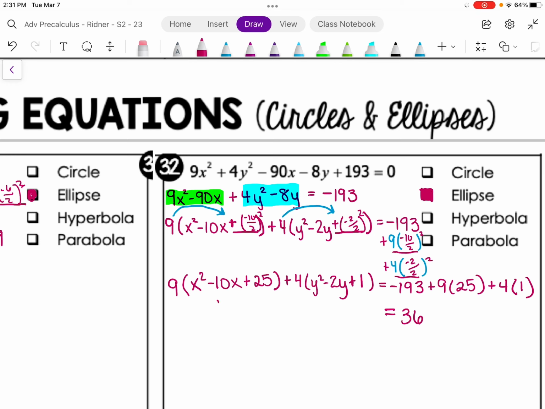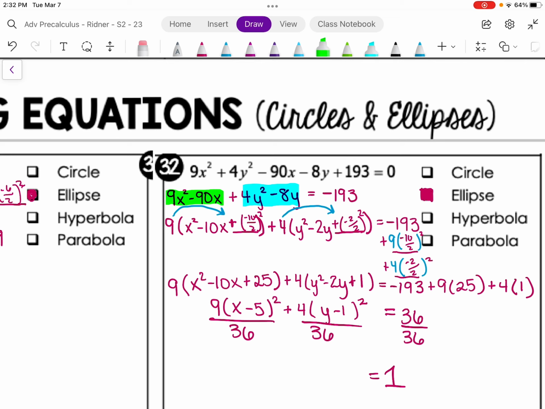On this side, how does that factor? Well, this becomes x minus 5 quantity squared. Leave the 9 out front. I'm going to leave the 4 out front, and this becomes y minus 1 quantity squared. So I can now see that my center is at 5, 1. And last, I need to divide by 36 all the way across because I need it to be equal to 1 for my final answer.